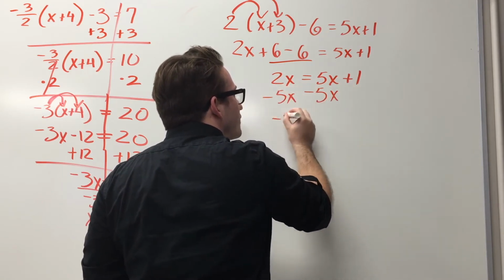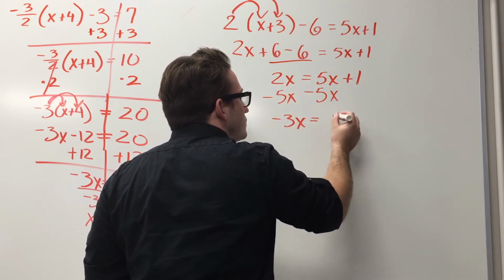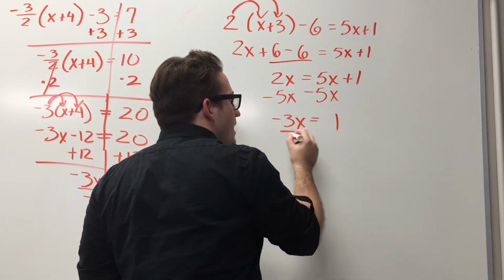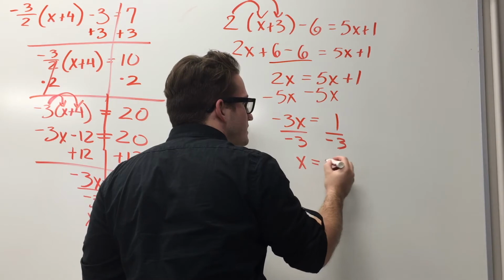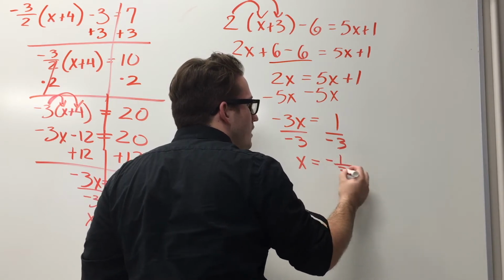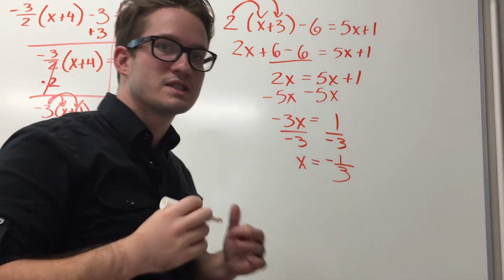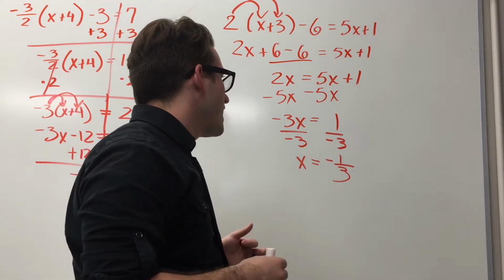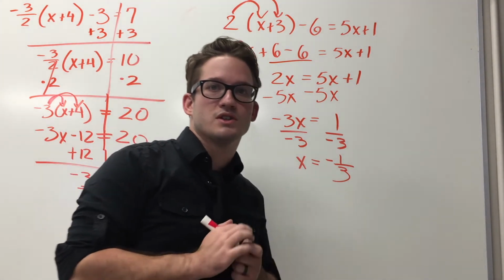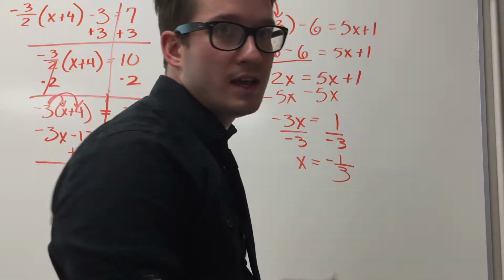I get -3x equals 1. Then I divide both sides by -3. And my value for x is -1/3. First, we simplified, then we combined like terms, and then we used inverse operations to get the x by itself. I think it's important to have a side note here with equations.